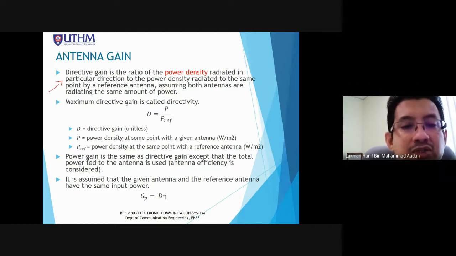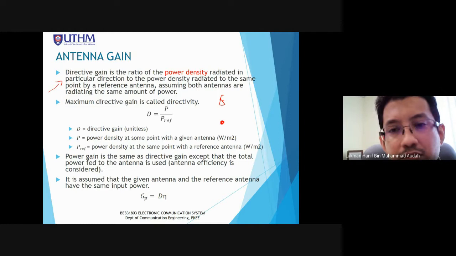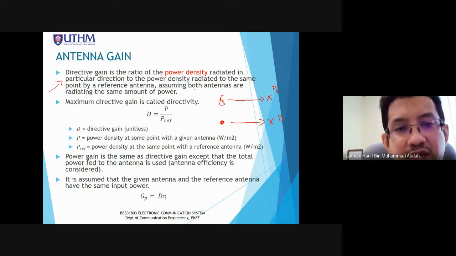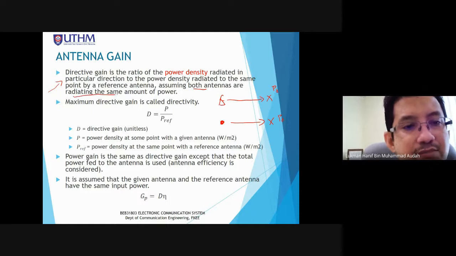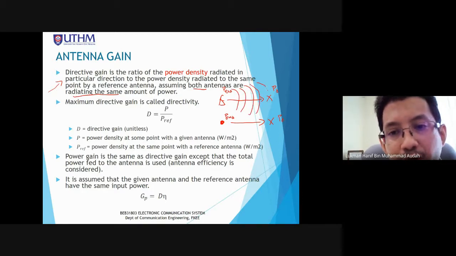Okay. So maksudnya kita ada real antenna dan kita ada isotropic antenna. Okay. And pada point-point tertentu, pada jarak tertentu, kita nak mengukur dia punya power density. Okay, PD dan juga power density. Okay, and it is said that assuming that both antenna radiates the same amount of power, that means we use the same amount of P radiation. Okay. And we want to measure the power density at point X.